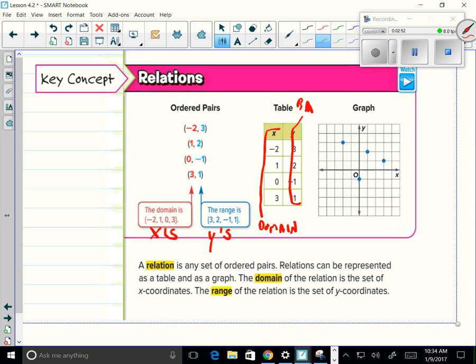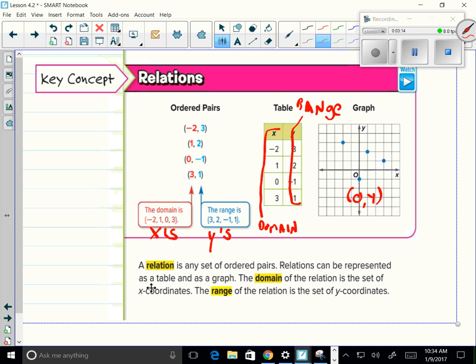One way that we can remember this is that domain starts with a D. D comes before R. So domain is X, range is Y. And then if you have a graph like this, you can just find the X and Y values. The X value for this one is 0. The Y value is going to be -1. So just for this point, the domain is 0 and the range is -1 right there.